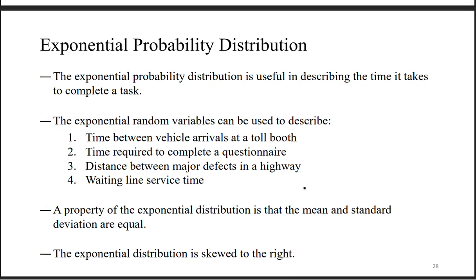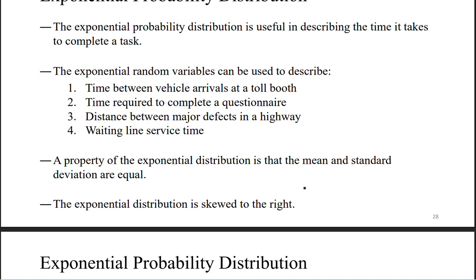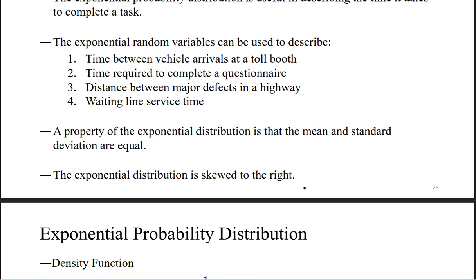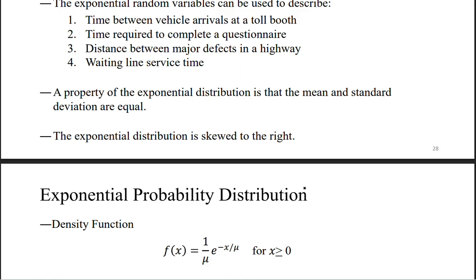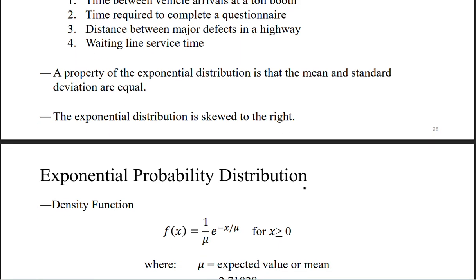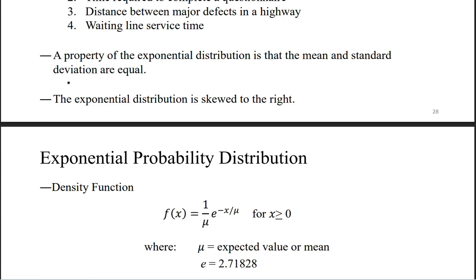Now, a property of exponential distribution, like all the other distributions, is the mean and the standard deviation. The good news is the mean and the standard deviation for an exponential distribution are the same. Just like the Poisson probability distribution, the mean and standard deviation are the same. An exponential distribution is skewed to the right, and so whenever we sketch an exponential distribution, this is how it always looks.